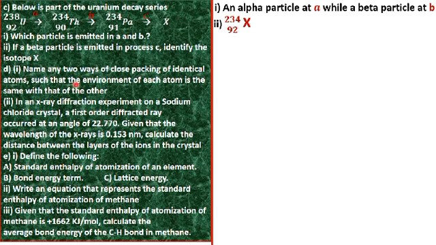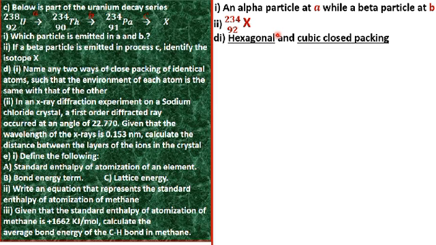Great, that's it. Then the D part is saying to name any 2 ways of close packing of identical atoms such that the environment of each atom is the same as that of the other. Oh my god. So friends, we simply have hexagonal and cubic close packing. This is a direct question, guys.